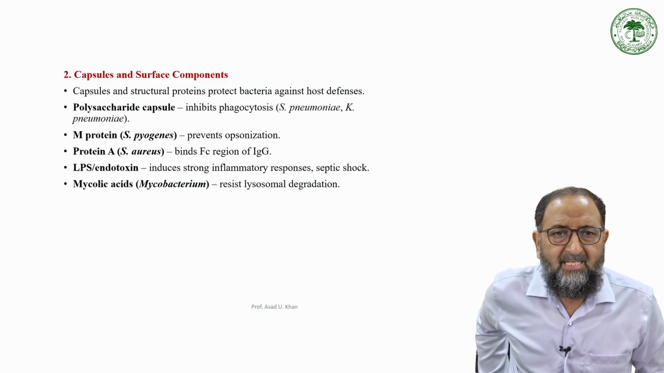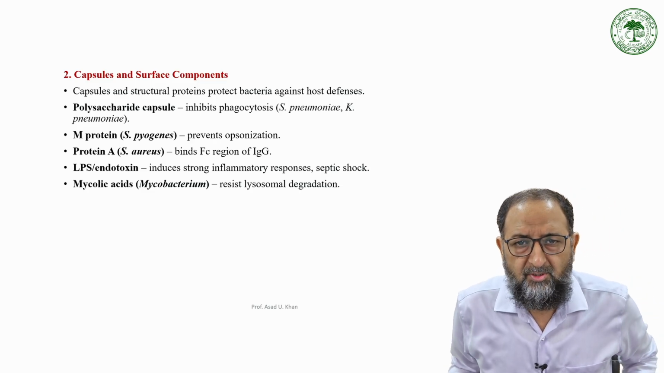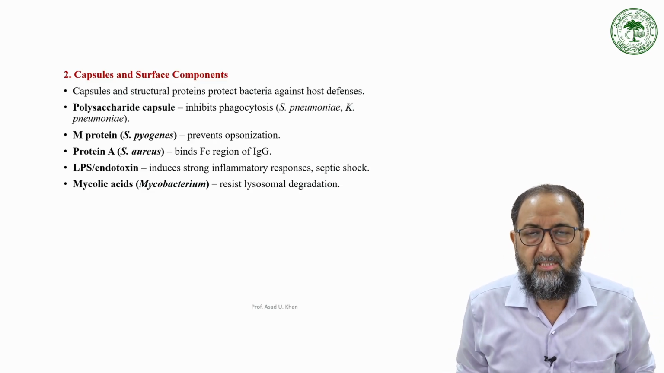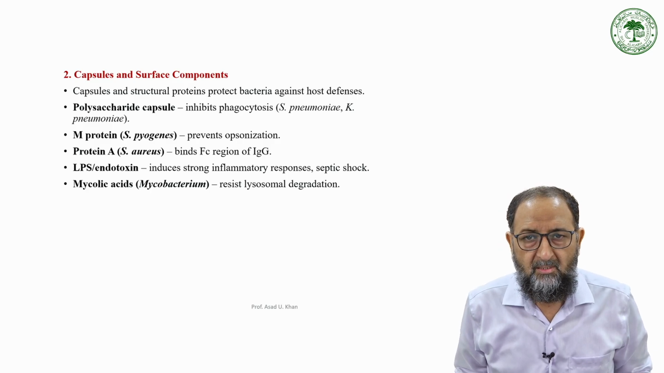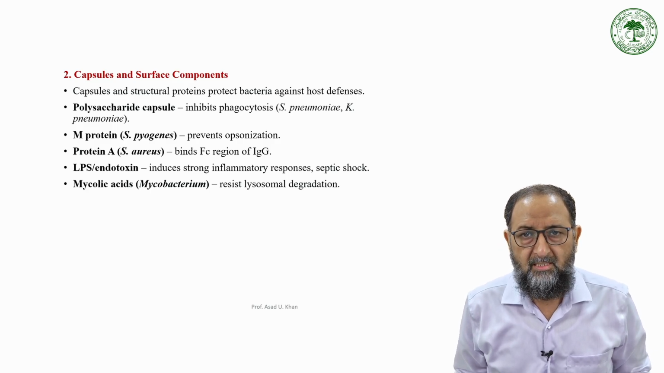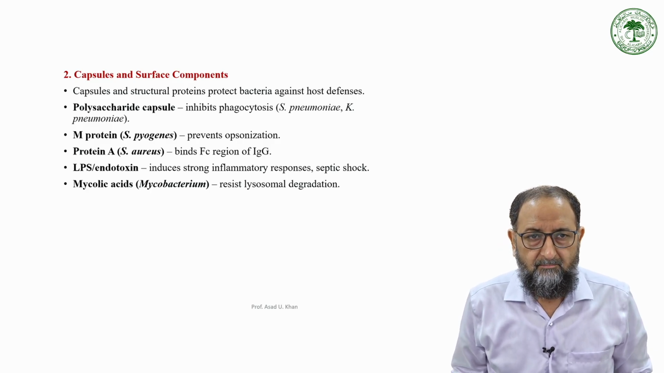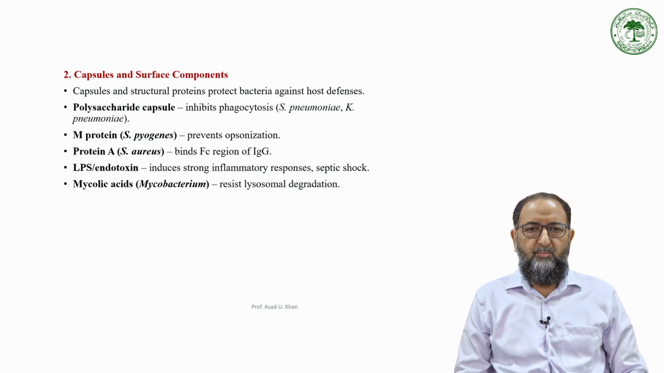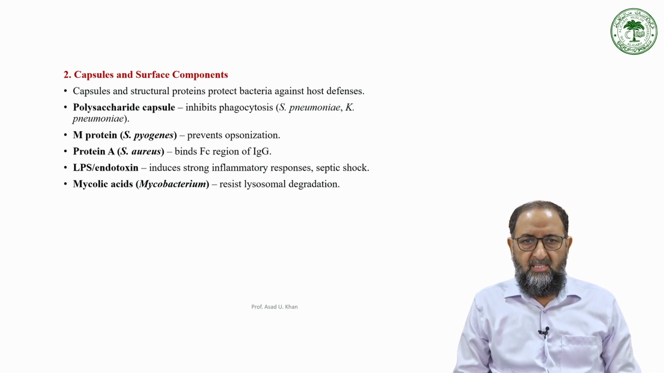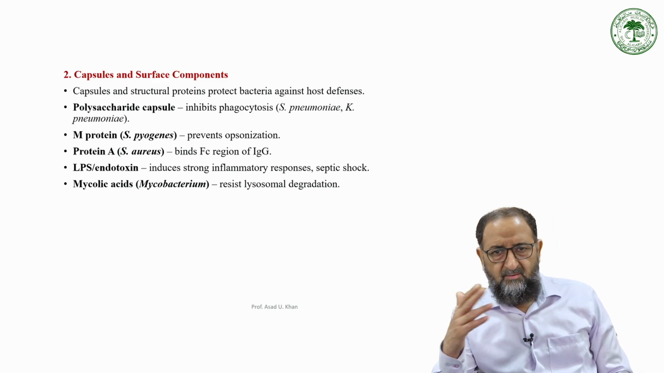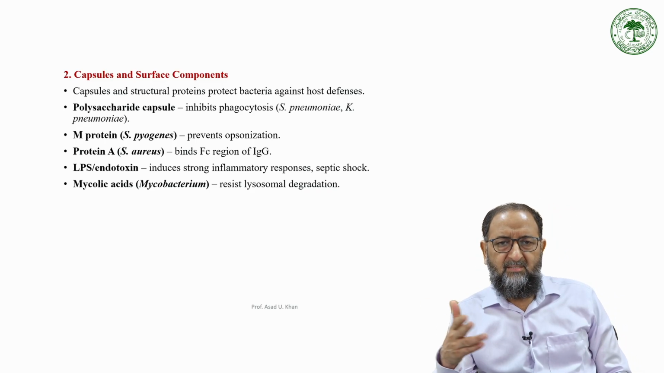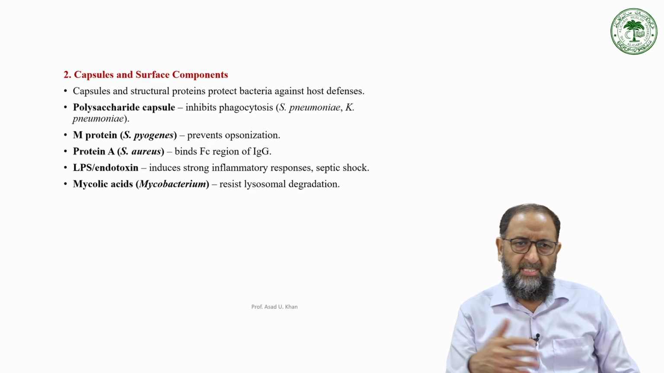Now, polysaccharide capsules inhibit phagocytosis, as in Streptococcus pneumoniae, Klebsiella pneumoniae, and Staphylococcus aureus. So these are the bacteria which have polysaccharide capsules and inhibit phagocytosis. M protein is one, and S. pyogenes is an example. It prevents opsonization, right? So it promotes these bacteria to grow in that environment.